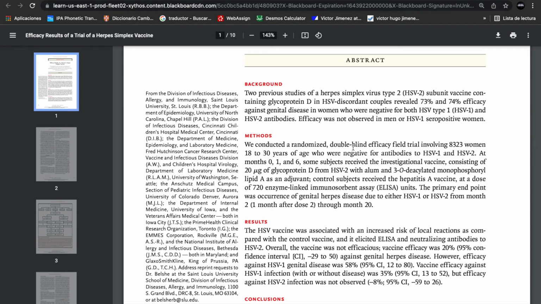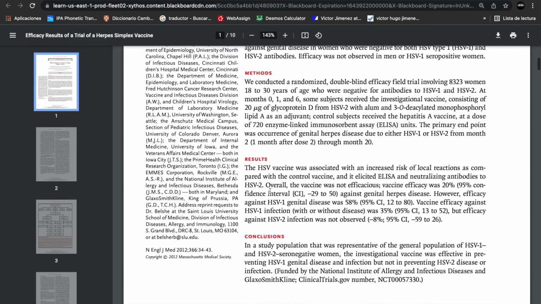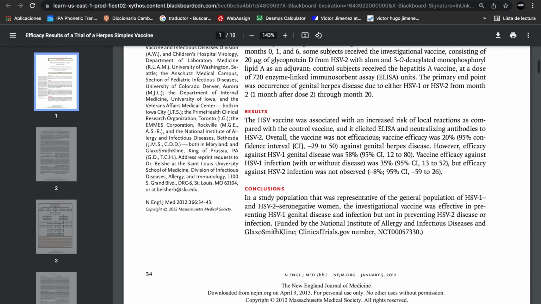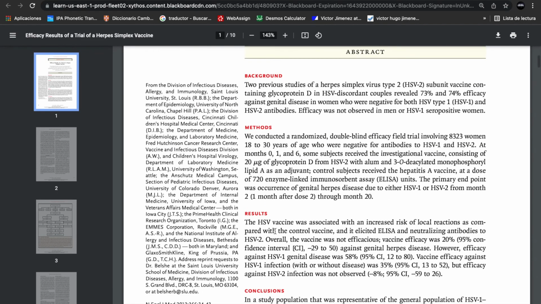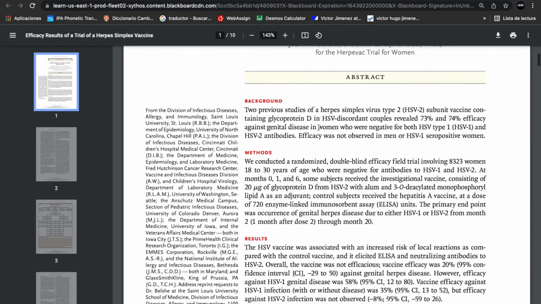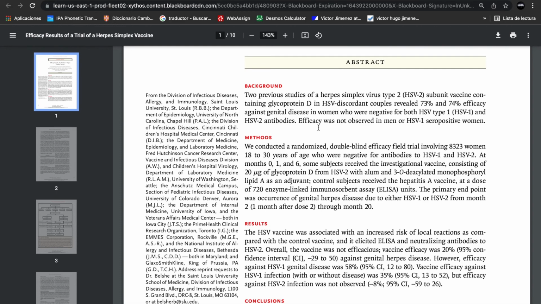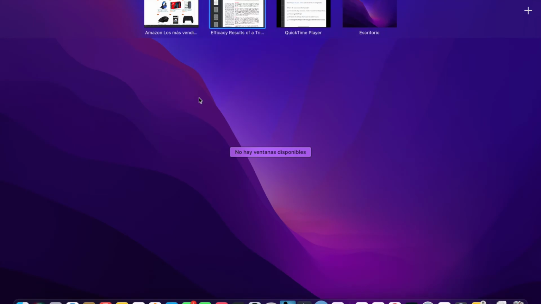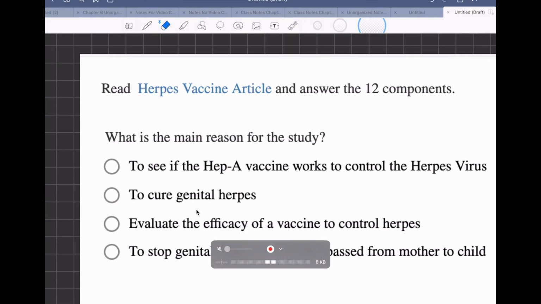So you have these methods. Now that you have the results, you can read all of this and the conclusions. I think for the questions that I'm going to respond, this is enough if we have read only this. So let's go to the questions. Here it says, read the herpes vaccine article and answer the 12 components. Again, I have only some of the questions here, so you will have to do the other ones.